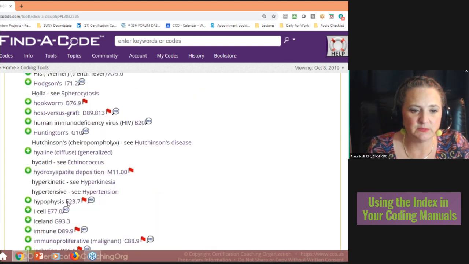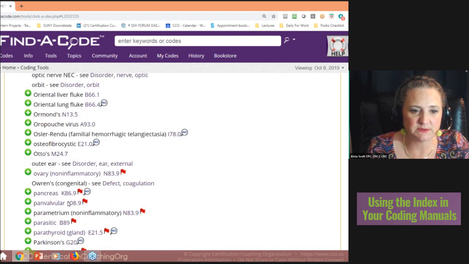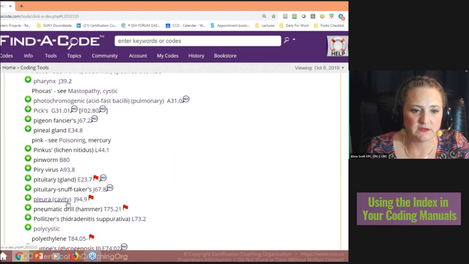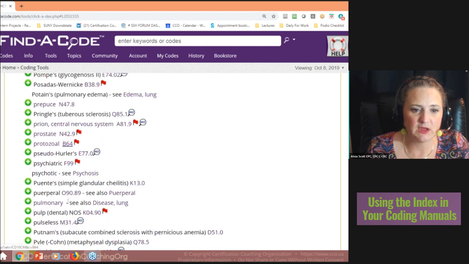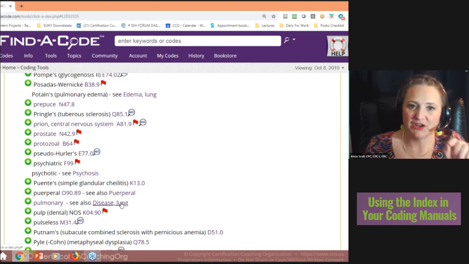So here we go. Pulmonary. Do we have pulmonary? And it may tell you to go look up something else. Pulmonary. Pneumonia. Okay, pulmonary isn't the word. It's actually lung. You're going to look up disease and then lung. And most people don't know that. When they go to look this up, they get very confused.